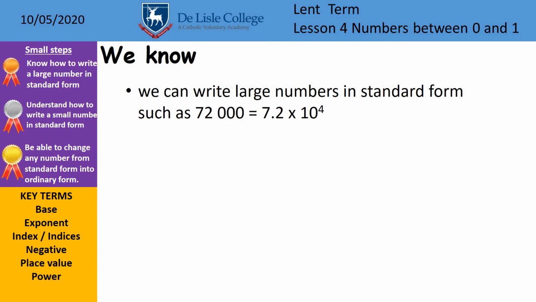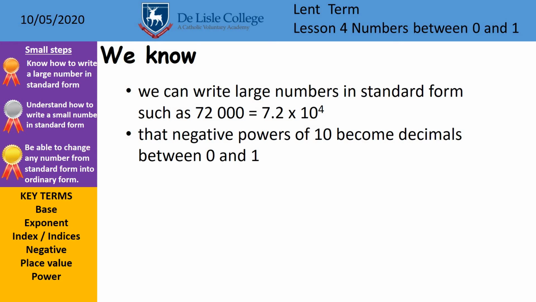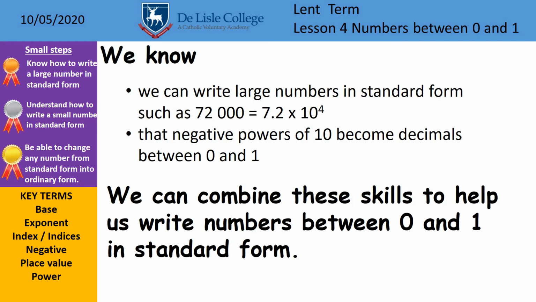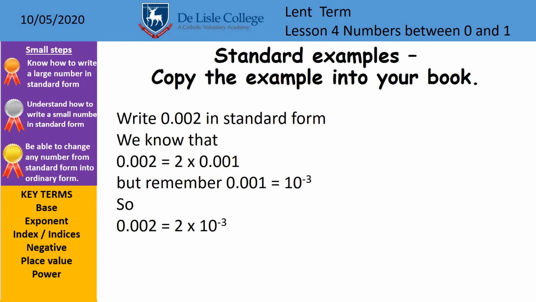We know that we can write large numbers in standard form, such as 72,000 is 7.2 times 10 to the power of 4. We've done that in our prior learning. We also know that negative powers of 10 become decimals between 0 and 1. Again, we've done that in our previous lessons. So, we can combine those two skills to help us write numbers between 0 and 1 in standard form. So let's see how it works.